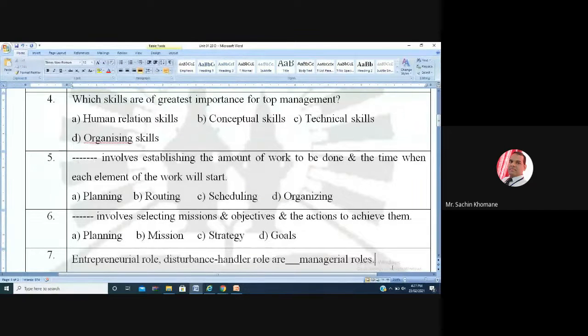Next, sixth question: dash dash involves selecting a mission, an objective, and the action to achieve them. Here also it is selection of mission, objective, and the action to achieve them. So here also it comes under planning.